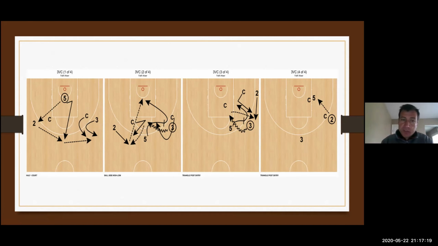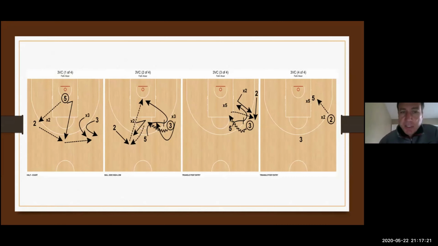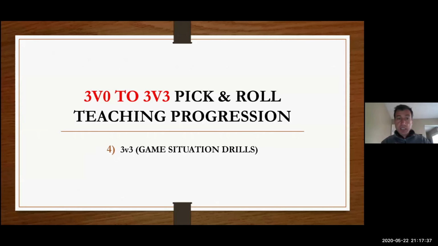Now, instead of coaches, we put the players, defensive players. Again, they are playing, but there is a little advantage that the offensive players are going to utilize. And this is a ball side action. This is a triangle pass action. You can work on the different aspects of this pick and roll, and we put them in a game situation.